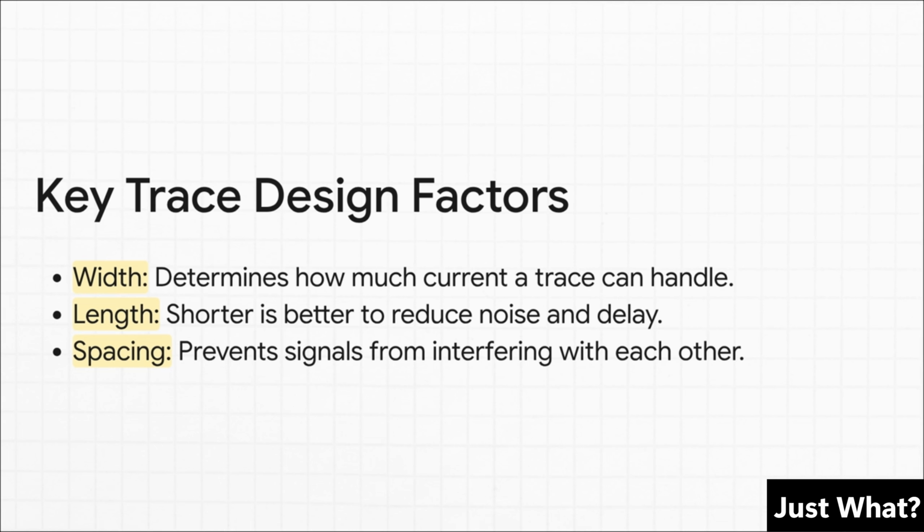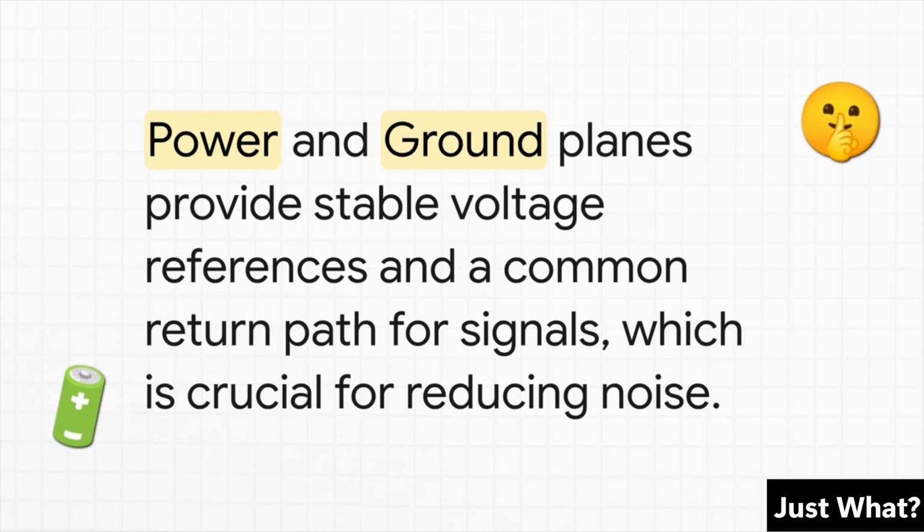Shorter is always better for reducing noise and delays. And the spacing between them, that prevents signals from leaking into each other, a problem we call crosstalk. Now, most modern boards aren't just a single flat surface. They're like multi-story buildings with layers stacked on top of each other. And very often, engineers will dedicate an entire floor, a whole solid sheet of copper, to be the power plane, and another one to be the ground plane. This creates an incredibly stable electrical foundation for the whole circuit, which is just fantastic for reducing noise.